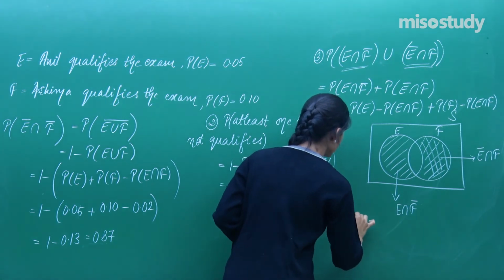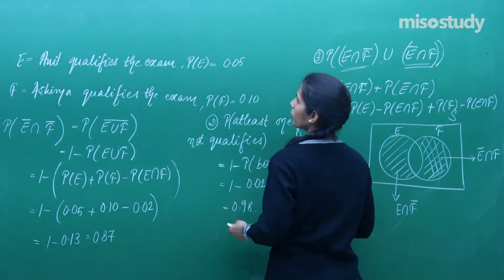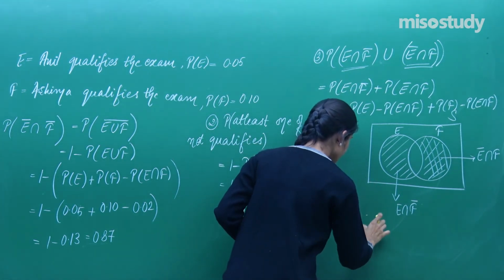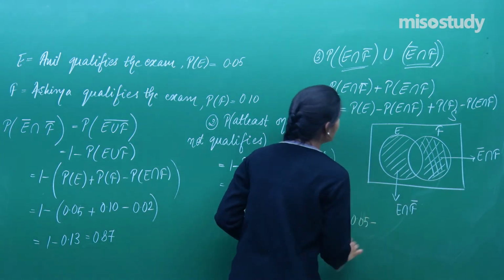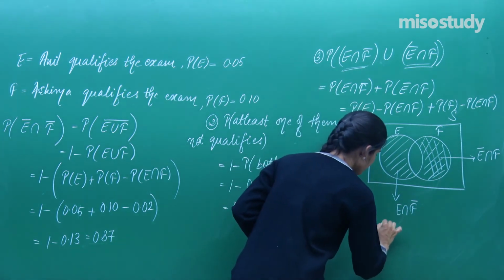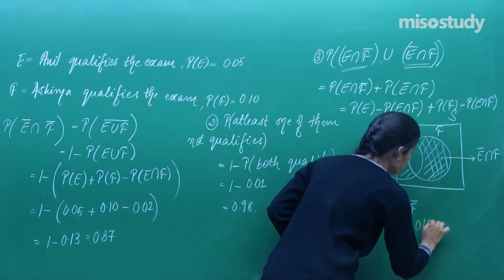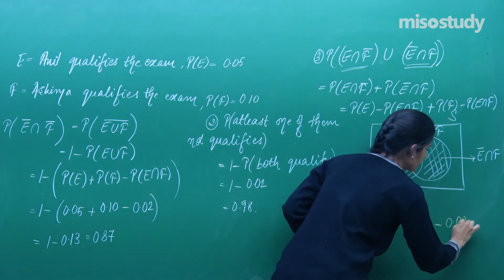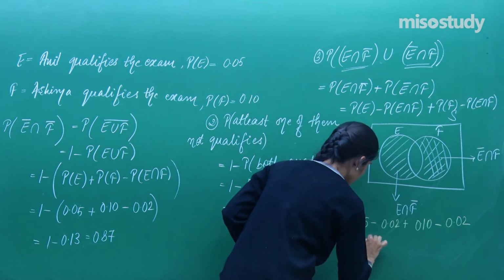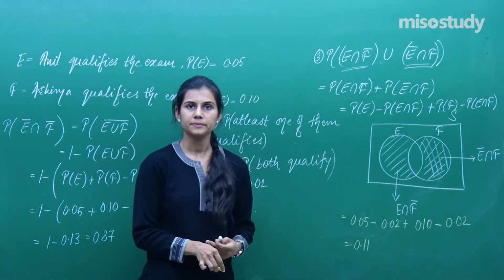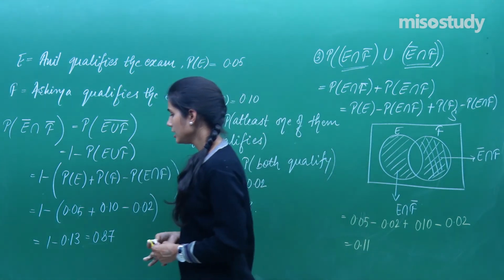So what is the answer? Probability of E is 0.05 minus probability of E intersection F, which is 0.02, plus probability of F is 0.10, again minus 0.02. This gives you 0.11 as your answer. Clear? Let's move to the next.